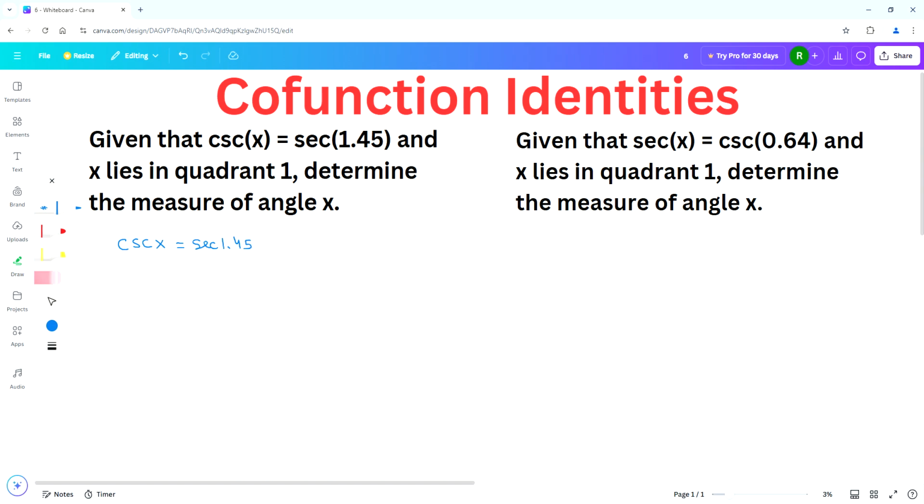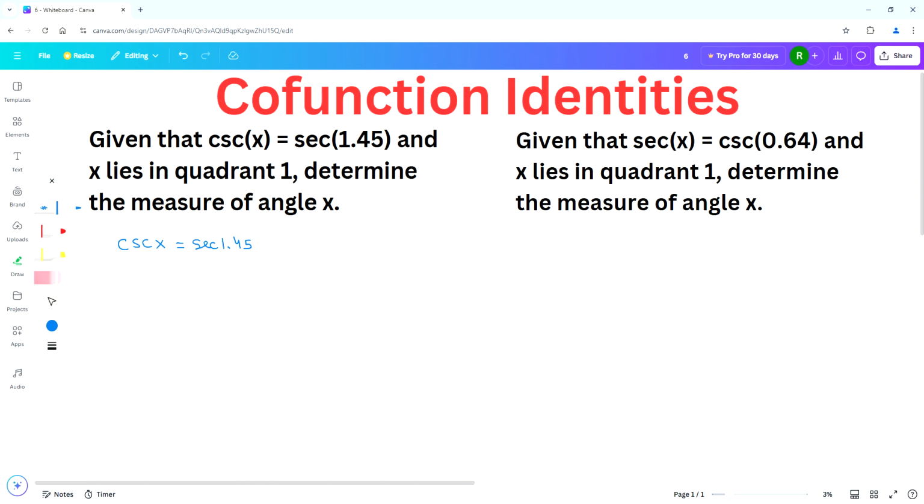We cannot solve this equation algebraically because the trig function on the left side of the equation is cosecant and the trig function on the right side of this equation is secant. We cannot cancel them out, so we have to use a cofunction identity to make the trig function the same on both sides so that we are able to find the measure of angle x.